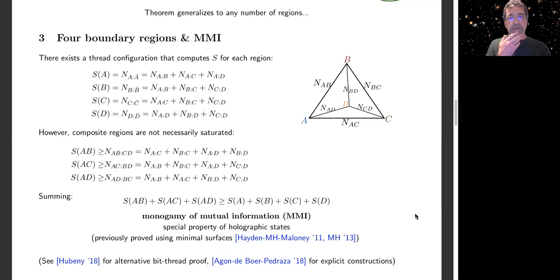And I should mention that the proof I just gave you is non-constructive because it uses the magical step of appealing to strong duality. So Veronica has a different proof which is more constructive, although more limited in scope. And if you want to see pretty pictures of actual thread configurations that do these saturations and calculate these quantities, this paper by Cesar, Jan, and Juan has very nice constructions.